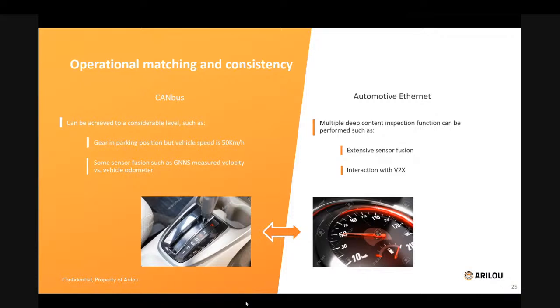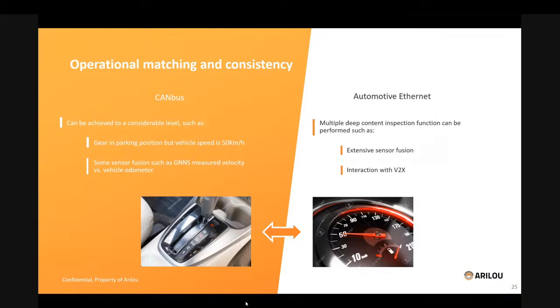It can be done in CANbus, and we have quite a few cases that we do it. It can be done in Ethernet. It's a bit deeper. A lot of sensor fusion, which enables us to determine if one reading is out of order, so we look for a misbehavior.